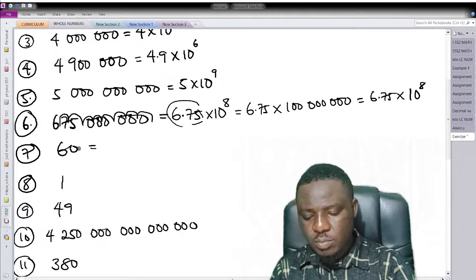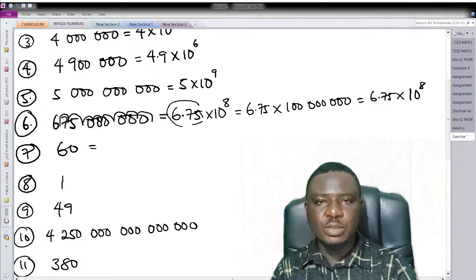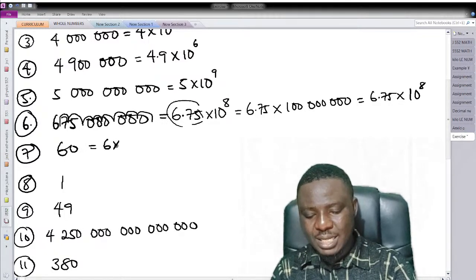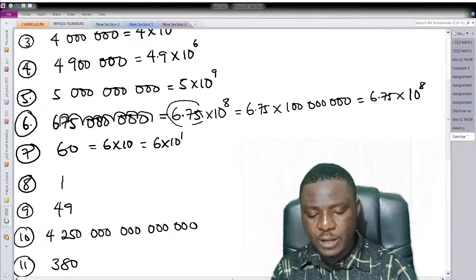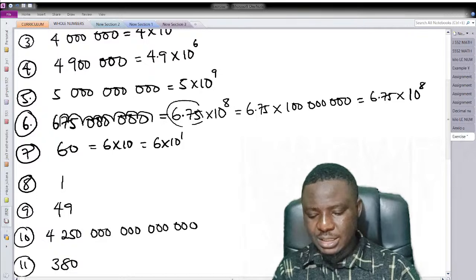For 7, we have to move the decimal point 1 because this can be said to be 6 times 10, and 6 times 10 is expressed as 6 times 10 to the power 1 because 6 times 10 will give you 60. Okay, so this is what you get in 7.